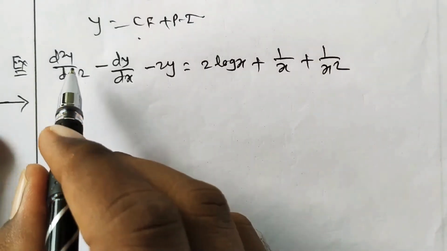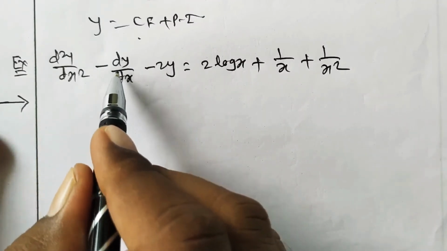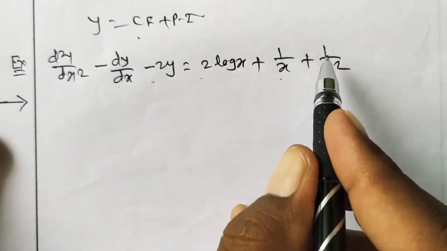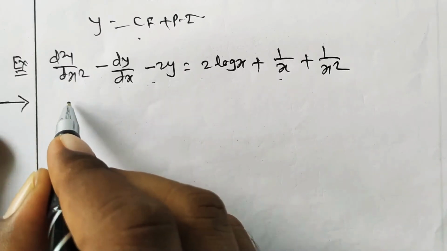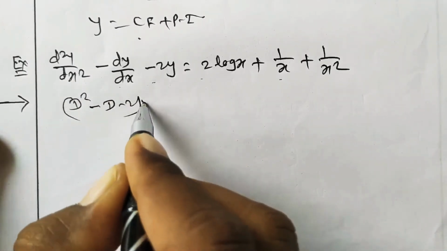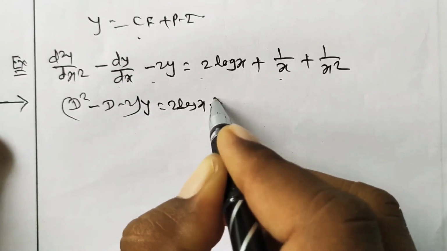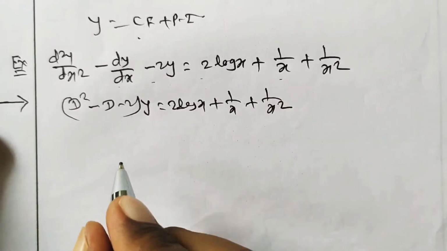Now the remaining problems on the general method. The first problem is d²y/dx² minus dy/dx minus 2y is equal to 2 log x plus 1/x plus 1/x². So how to solve this problem? Using capital D, first we write this equation as (D² minus D minus 2) y is equal to 2 times (log x plus 1/x plus 1/x²).